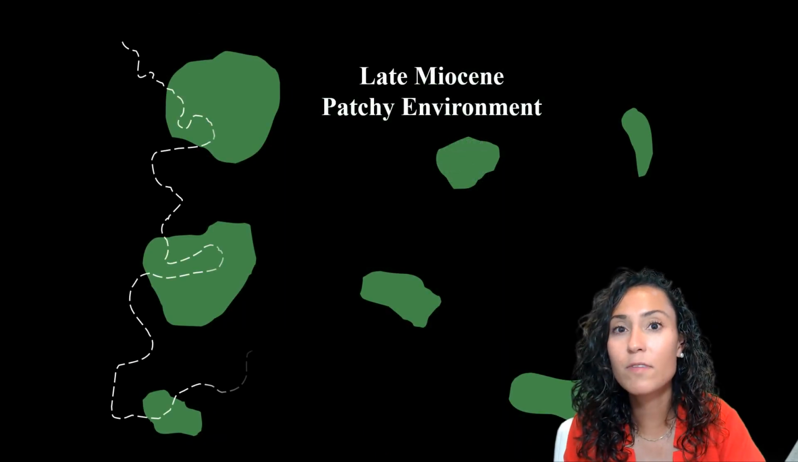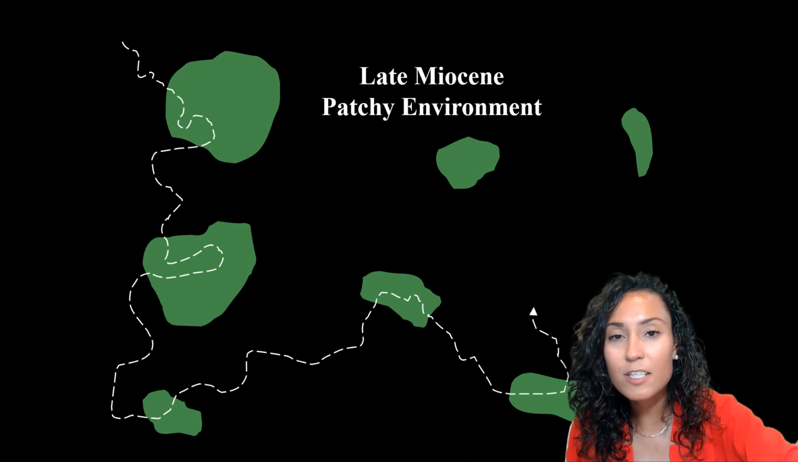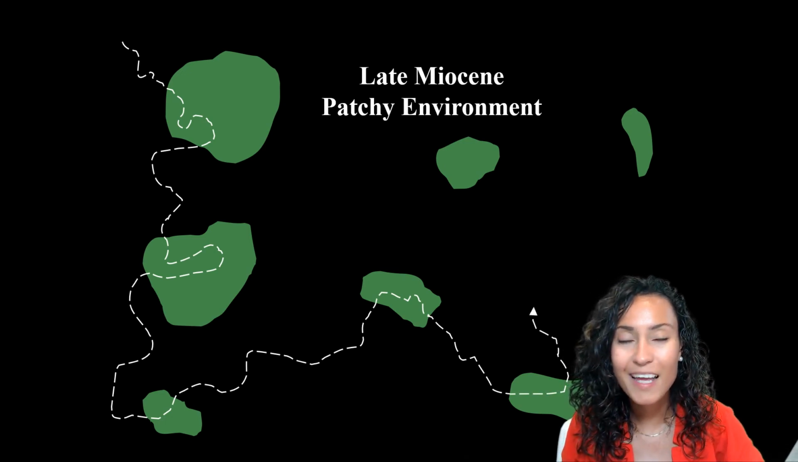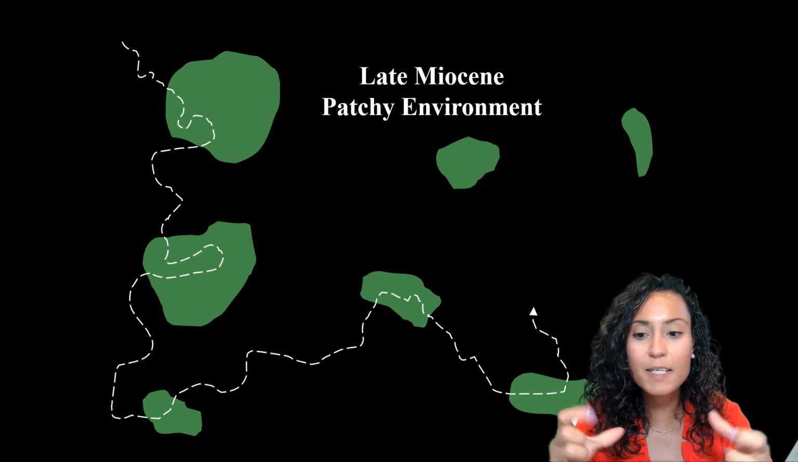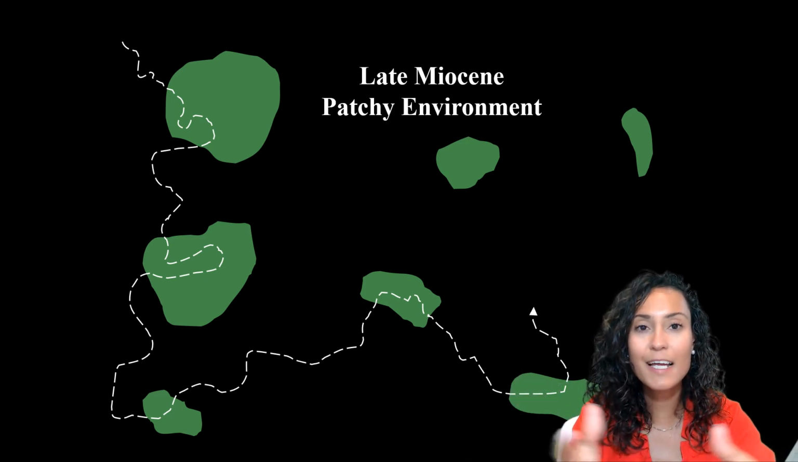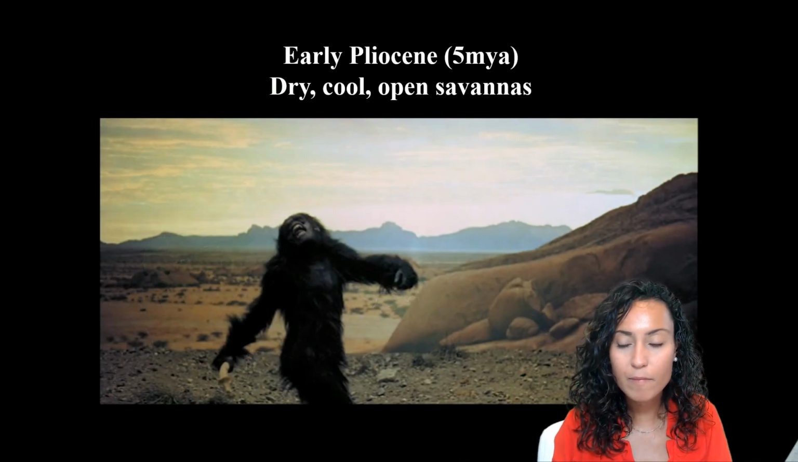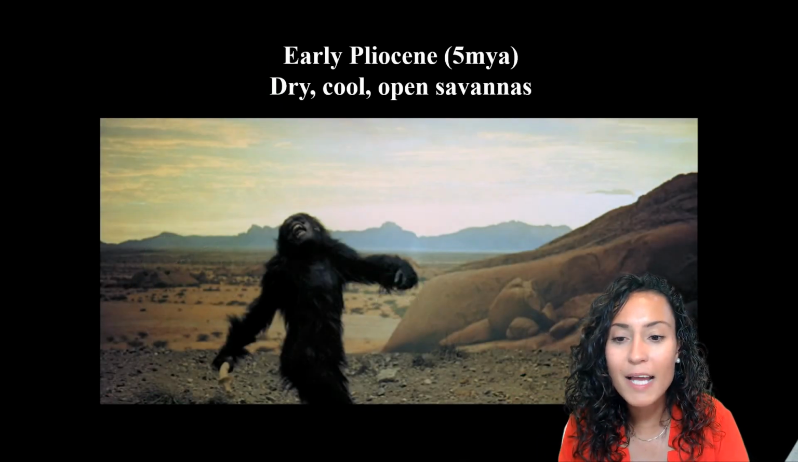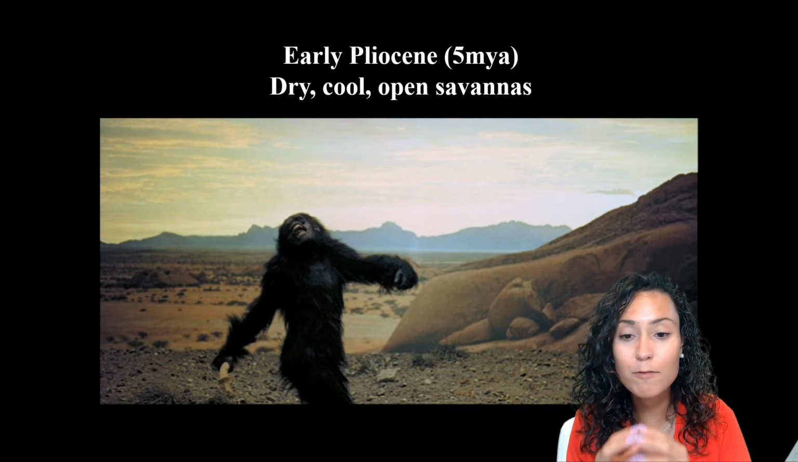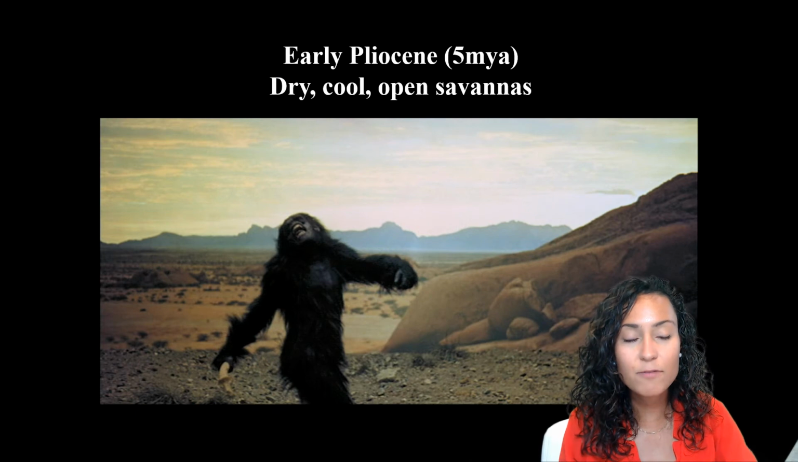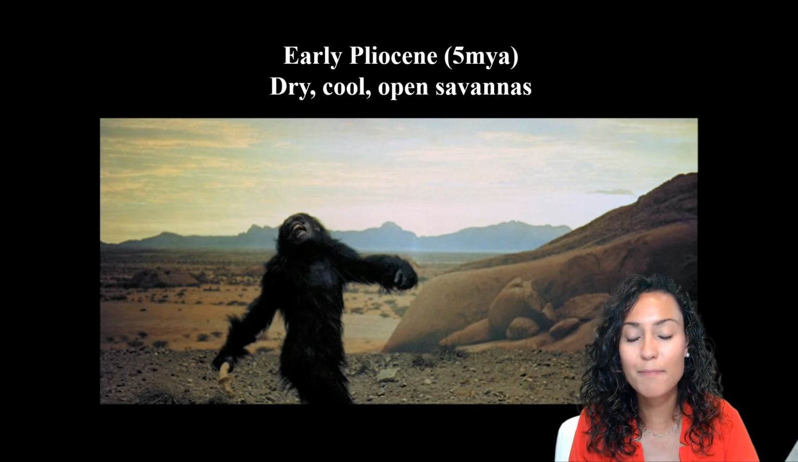Over the course of the Miocene period, there's a general decline in temperature as well as in humidity, and as a result, forests begin to shrink and grasslands actually expand. In the early Pliocene, things become really dry and cool, and these savannas become less forested and more expansive.